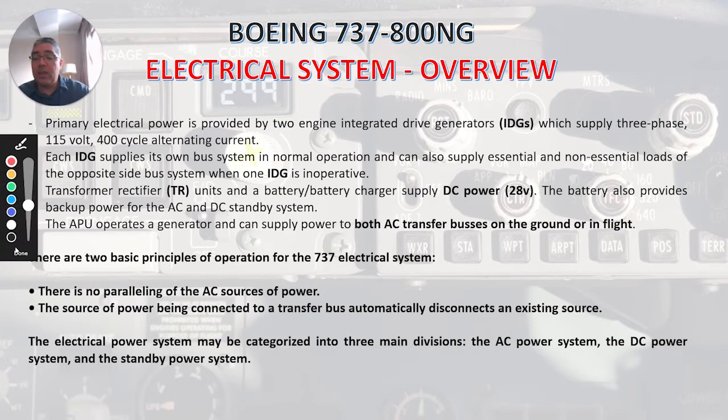What we're going to read here is really important to know. There are two basic principles of operation for the 737 electrical system. There is no paralleling of the AC sources of power. The source of power being connected to a transfer bus automatically disconnects an existing source. The electrical power system may be categorized into three main divisions: the AC power system, the DC power system, and the standby power system.